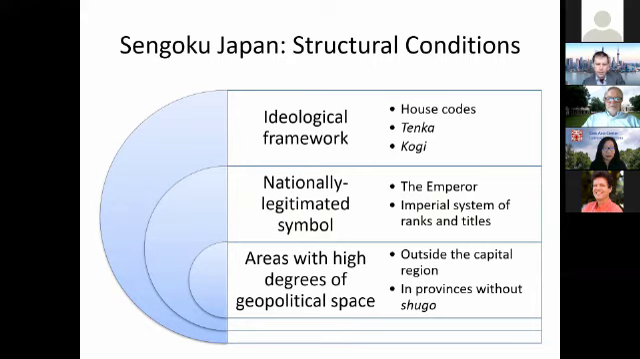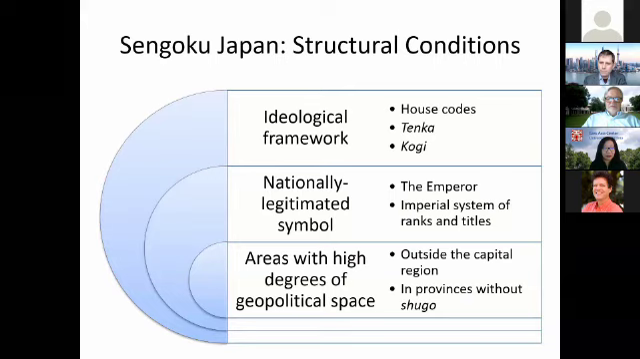And then finally, the final unifier, because after Hideyoshi's death there was a brief civil war period once more, was Tokugawa Ieyasu. He founded the Tokugawa shogunate, which ended up ruling Japan for the next 250 plus years. He also extensively employed house codes, as I'll talk about in just a moment. But in terms of the other two structural conditions, we see an instance of another nationally legitimated symbol, in this case the Japanese emperor. Even throughout Sengoku Japan, even given the political fragmentation and the lack of a central government with functioning authority, the emperor remained as a source of symbolic authority.